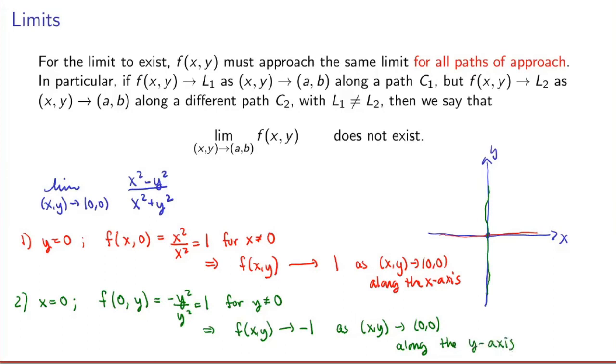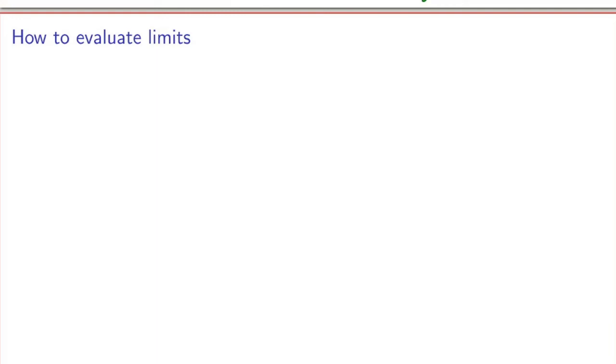But clearly, these are different. 1 and minus 1 are not the same, so that means that here the value of the limit depends on the path of approach, so we say that the limit does not exist. So how do we actually evaluate limits of functions of two variables? This is not so easy, because what you have to do is check that the value of the limit is the same for all paths going through the point you're interested in. So that's not so easy.